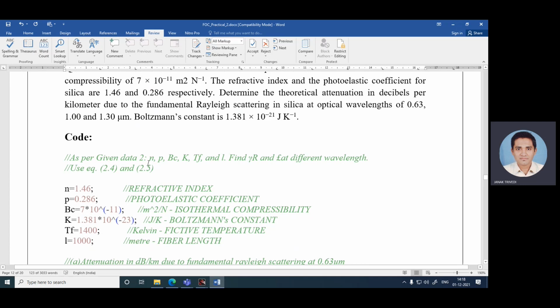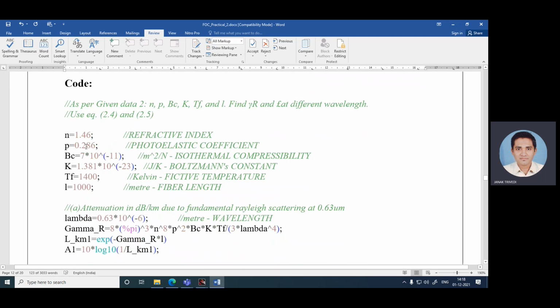As per given data 2, n, p, beta C, K, TF, and L are given. Find gamma R and alpha at different wavelengths. Use equations 2.4 and 2.5 to solve this example. n is equal to 1.46 refractive index, p is equal to 0.286 photoelastic coefficient, beta suffix C equal to 7 into 10 to minus 11, that is the isothermal compressibility. K is equal to 1.381 into 10 to minus 23, that is the Boltzmann constant. T suffix F equal to 1400 Kelvin, that is the fictive temperature. L is equal to 1000 meter, that is the fiber length.